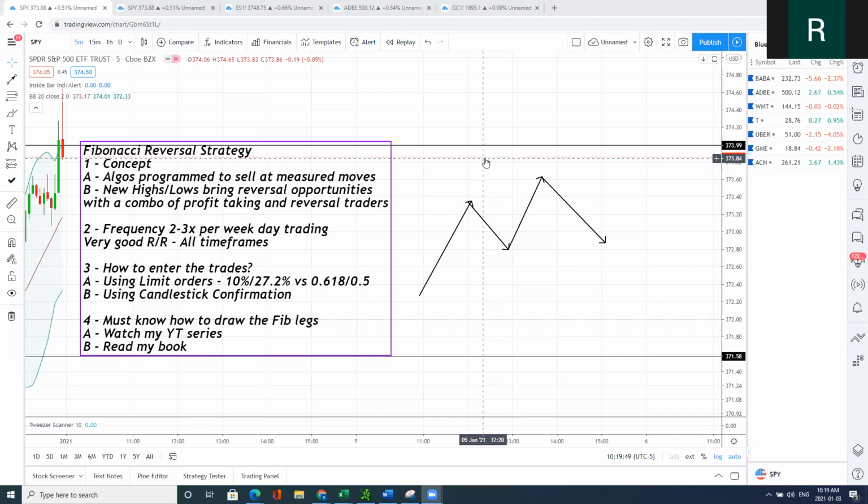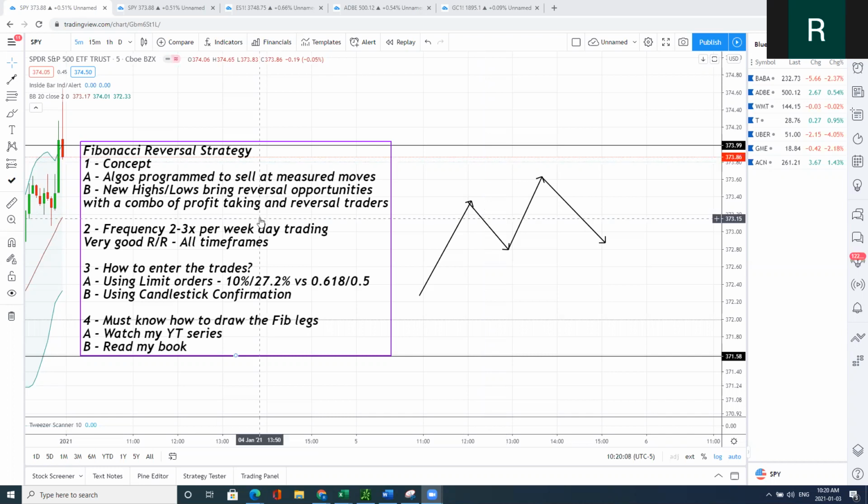So the Fibonacci reversal strategy is a strategy that's taking advantage of when algorithms sell at measured moves. That's basically what it does. So the algorithms purchase at specific retracements and they sell at specific extensions.